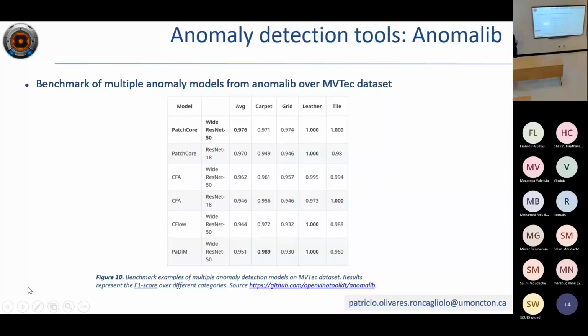And as you can see, here are some scores from the anomaly models using this dataset, the MVTec one. At least for the moment, the best model that I'm aware of is PatchCore, with this backbone to learn the features from the patches. And the average score is 0.976.